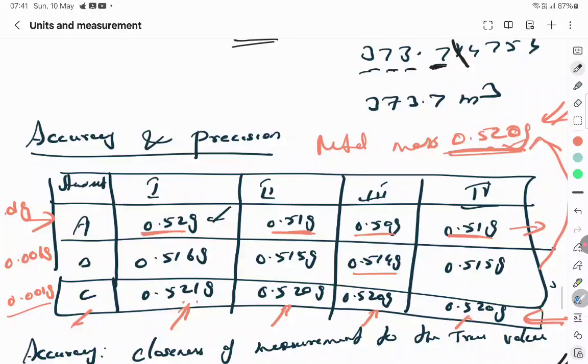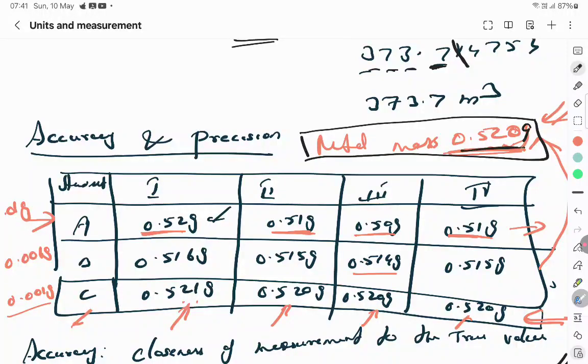Then I taught you the difference between accuracy and precision. They have given the original mass of a body to be 0.5209 or something, okay, 0.52. I think it's 0.520 grams. That's the original mass that's printed on a body that you're buying from the shop, which is called the true mass. And when you bring it to the lab and measure it, you can make errors. You might get a different value.